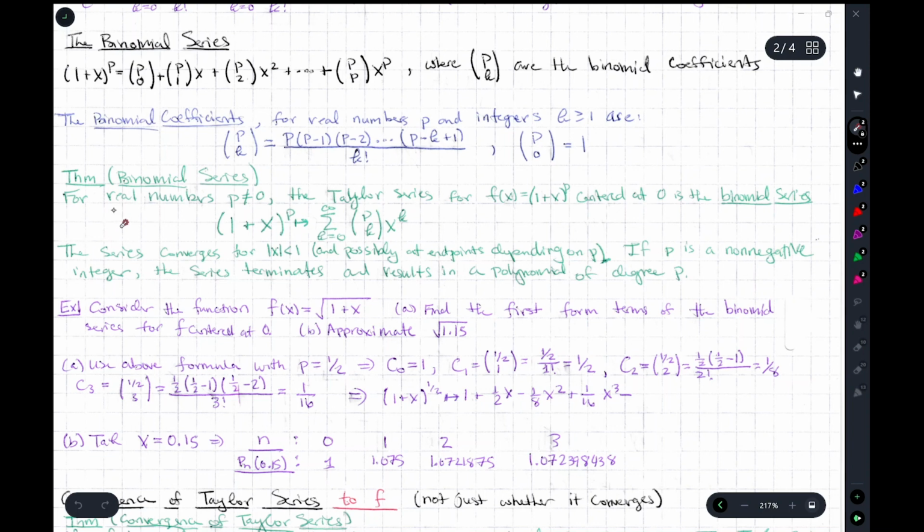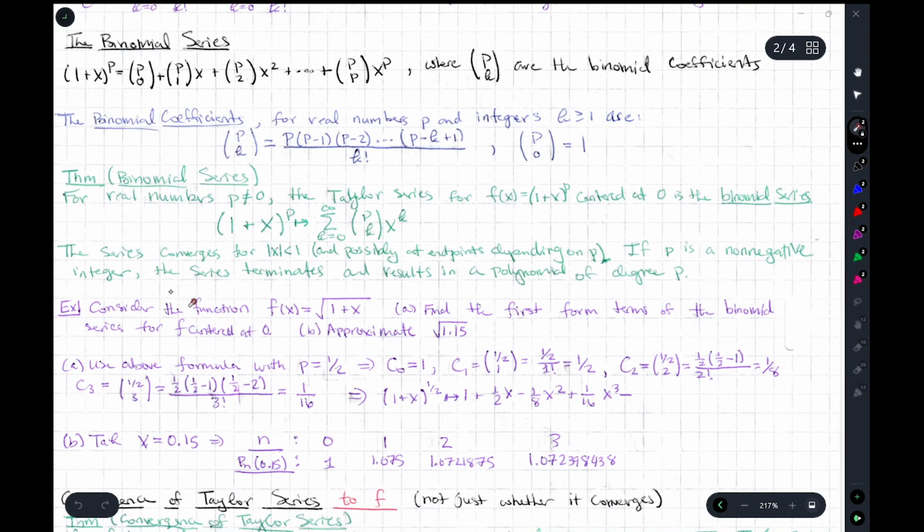All right, well, let's look at this theorem. For real numbers p not equal to 0, the Taylor series for f of x equal to 1 plus x to the p, centered at 0, is the binomial series. It's more general than up here, where we were just looking at positive integer values of p. So here's what we'll get with the binomial coefficients defined more generally. And the series converges for absolute value of x strictly less than 1, and possibly at endpoints depending on p.